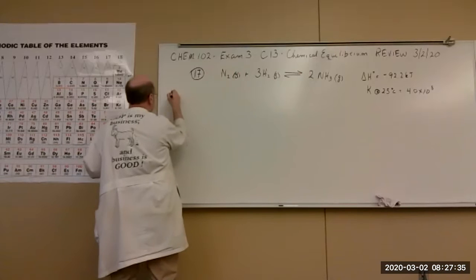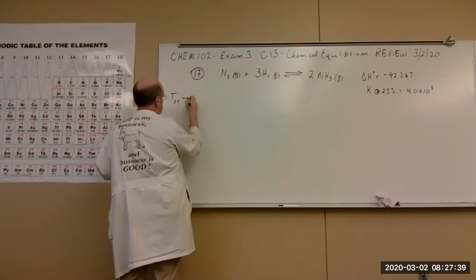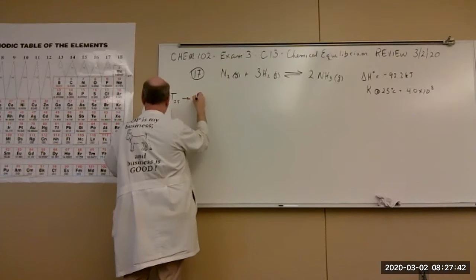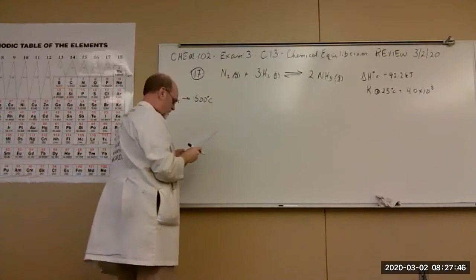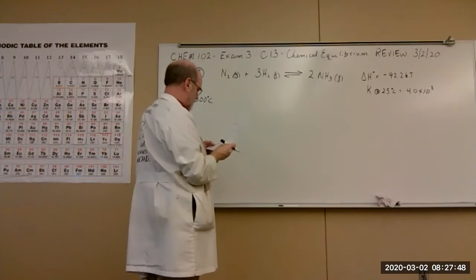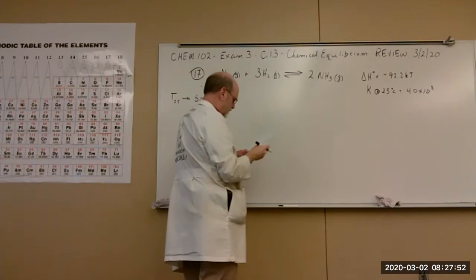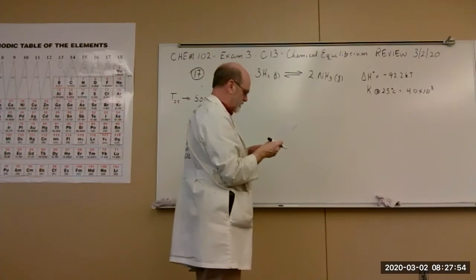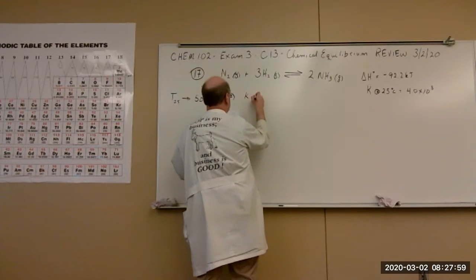So if we go from 25 to 500, is it? 500. Which of the following is true? All right. So A says K for the reaction will be larger at 500 than at 25. K increases.